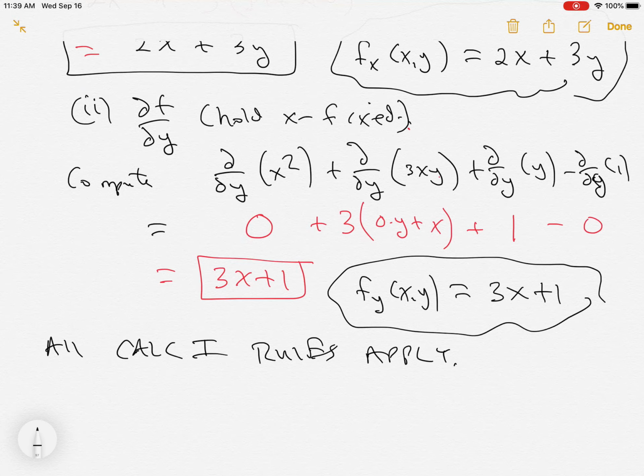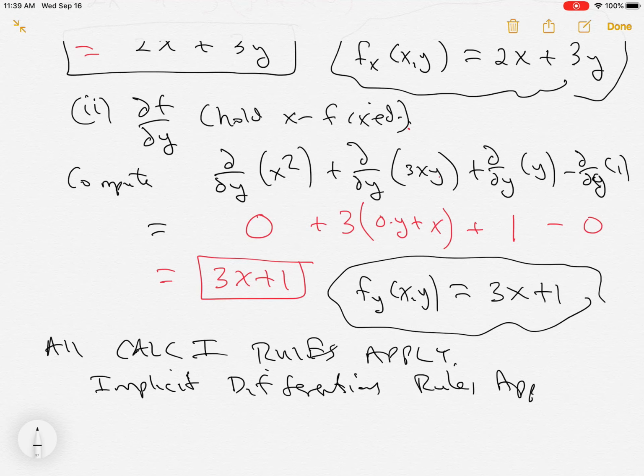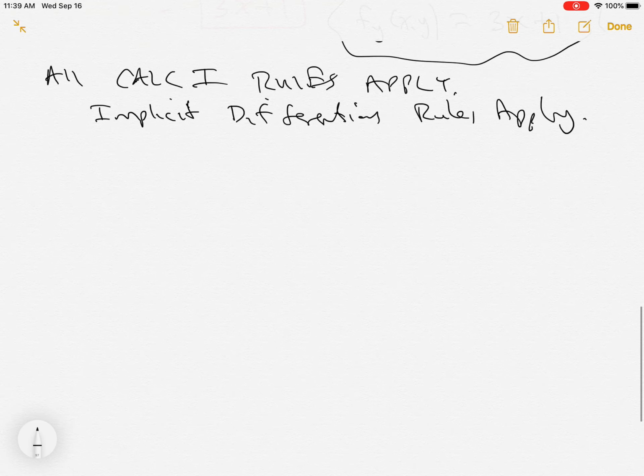As well as implicit differentiation rules apply. And these help so much. Okay, so let's do a little example here.